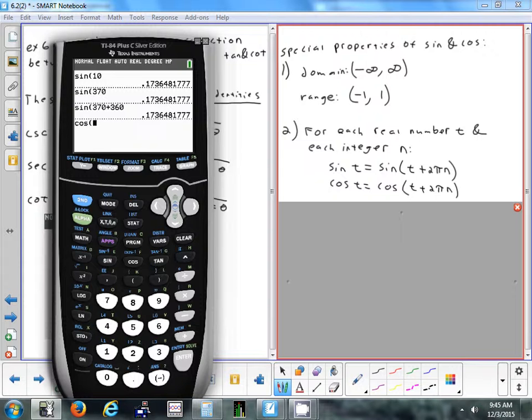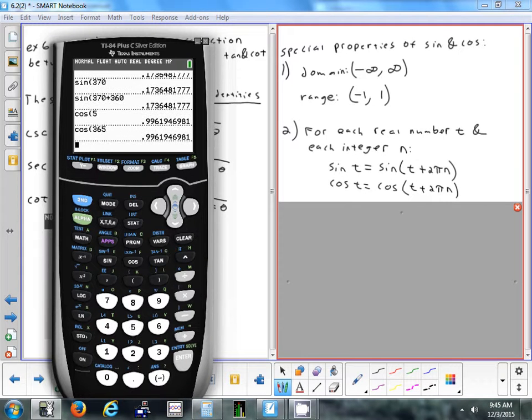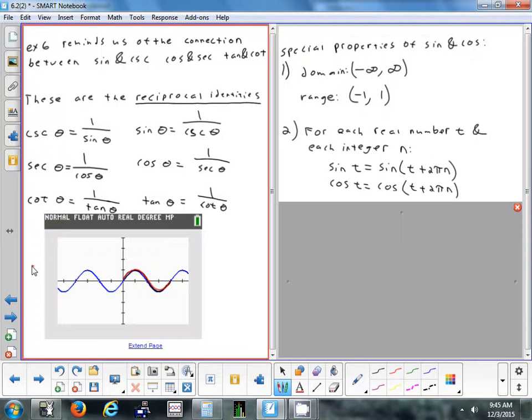And the same thing is true with cosine. I could take the cosine of 5. I could take the cosine of 365. I could take the cosine of 365 plus 365. I could keep adding 360 degrees n times, as many times as I want, and I keep getting the same answer over and over. On this graph, that's kind of like looking at this. You have the same height there, same height there, same height there. It's just like going over 360 degrees. You get the same height all the time.